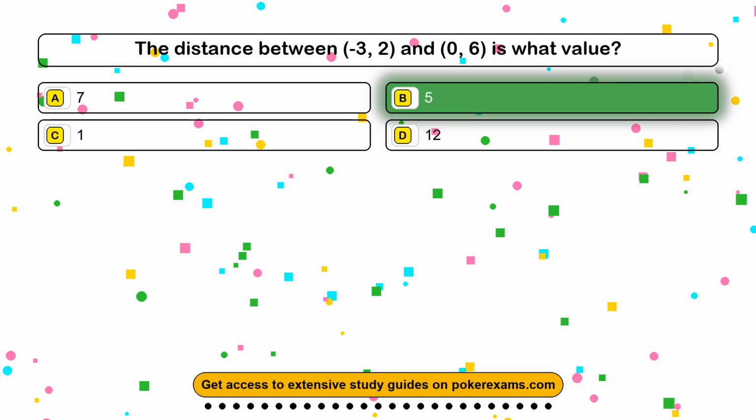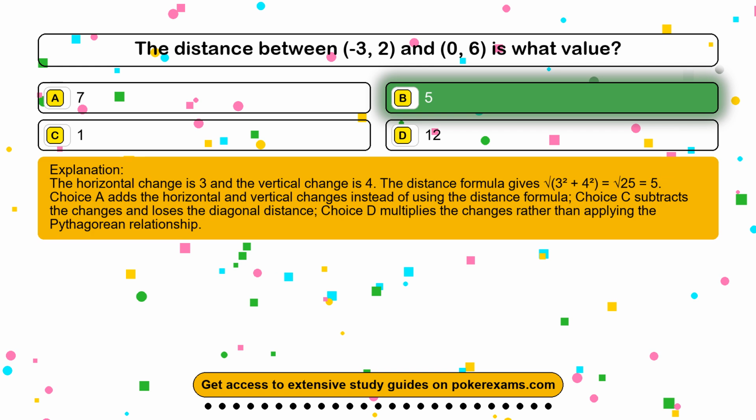The correct answer is option B, 5. The horizontal change is 3 and the vertical change is 4. The distance formula gives the square root of 3 squared plus 4 squared, which is the square root of 25, equals 5. Choice A adds the horizontal and vertical changes instead of using the distance formula. Choice C subtracts the changes and loses the diagonal distance. Choice D multiplies the changes rather than applying the Pythagorean relationship.